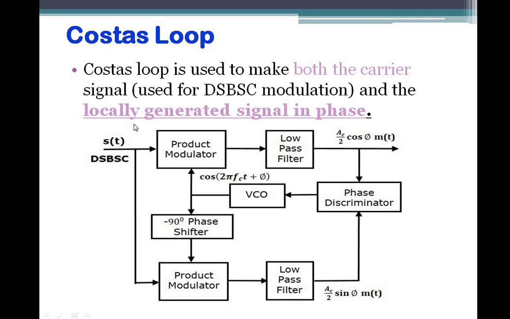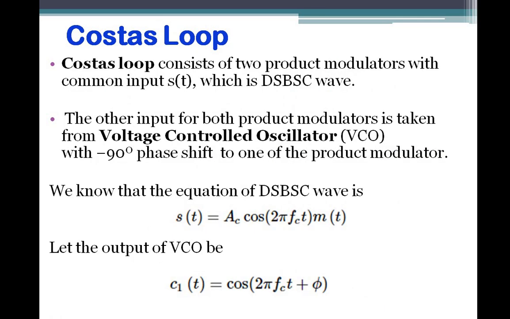So one product modulator has two inputs. The first is the modulated wave S of t, and the second is C of t minus 90 degrees, which is given to the input of the other product modulator. Clear, everyone? Now see, we know the equation of S of t is Ac cos 2 pi fct into m of t. This is your DSBSC modulated wave.